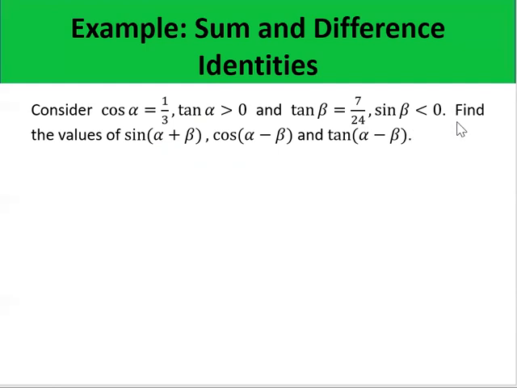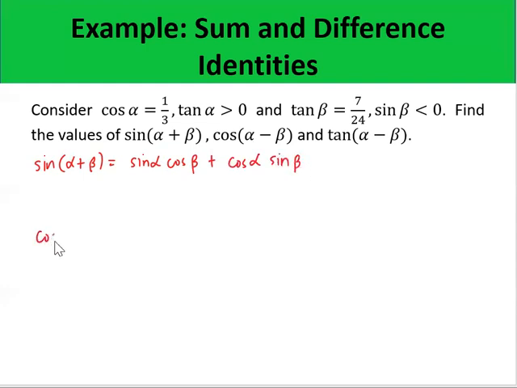So the instruction is we need to find the values of sine of alpha plus beta, the value of cosine of alpha minus beta, and the value of tangent of alpha minus beta. So let's expand first these three quantities. So sine of alpha plus beta is equal to sine of alpha times cosine of beta plus cosine of alpha times sine of beta.